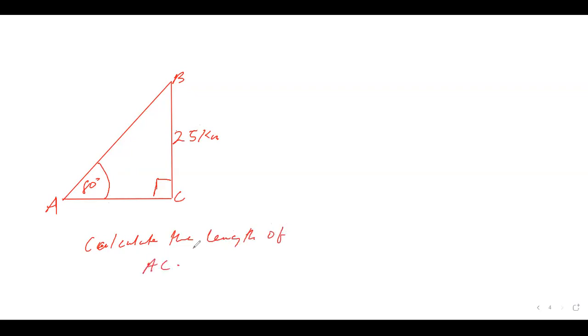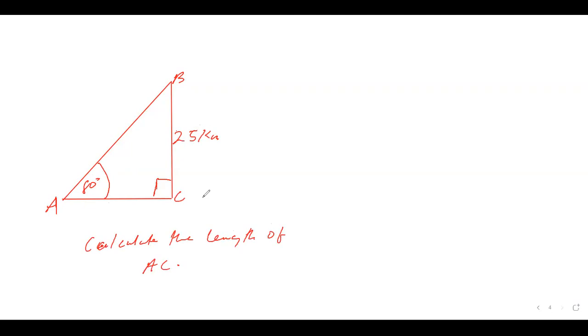All right, so let's assume that this side is the right angle here. This side is A. A, B, and C, right? And I give you here, let's say 80 degrees, right? Then I give you here 25 kilometers. I say calculate the length of AC. All right.